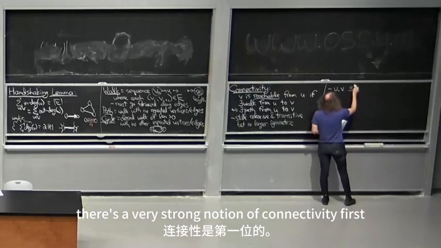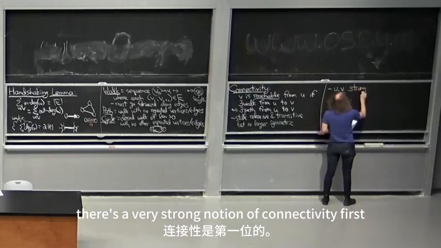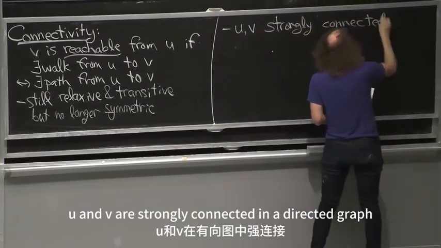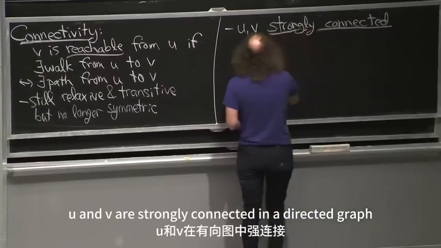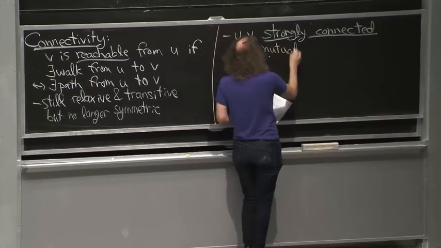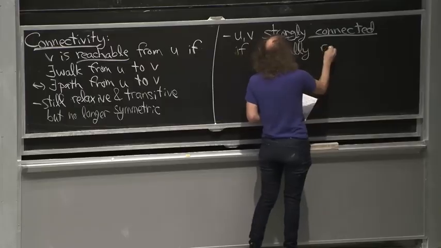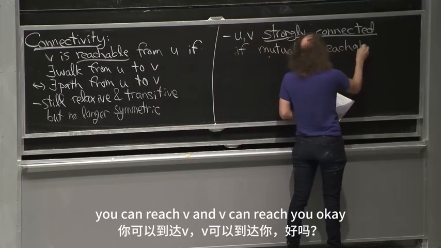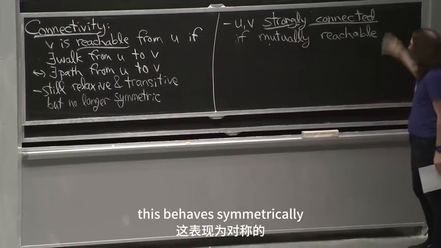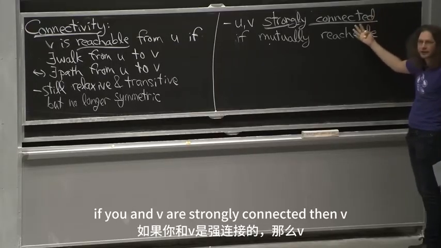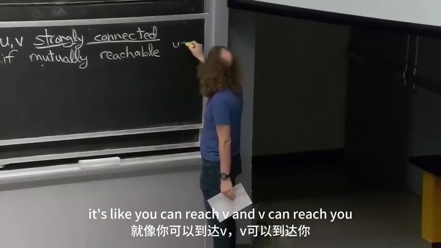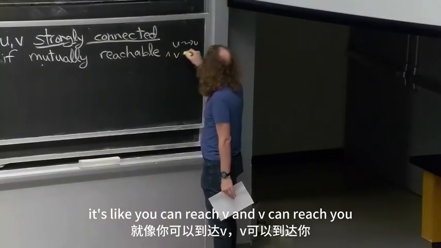there's a very strong notion of connectivity. First, say two vertices u and v are strongly connected in a directed graph if they're mutually reachable. In other words, u can reach v and v can reach u. This behaves symmetrically. If u and v are strongly connected, then v and u are also strongly connected, sort of by definition.